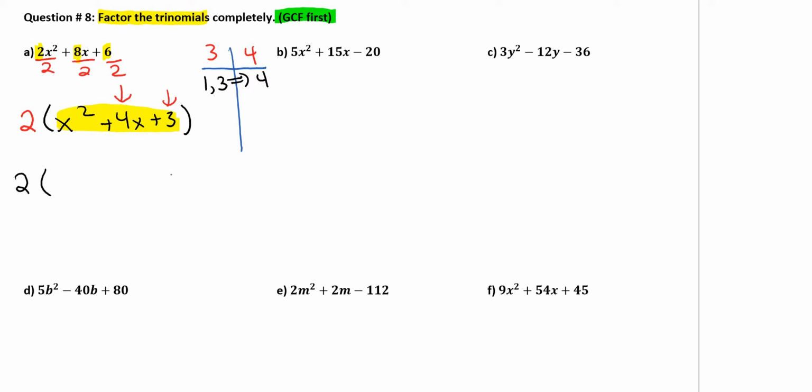So in order to finish this off, I need two more brackets, and then I pick my numbers 1 and 3. So this would be x plus 1 and x plus 3. And that would be my final answer.